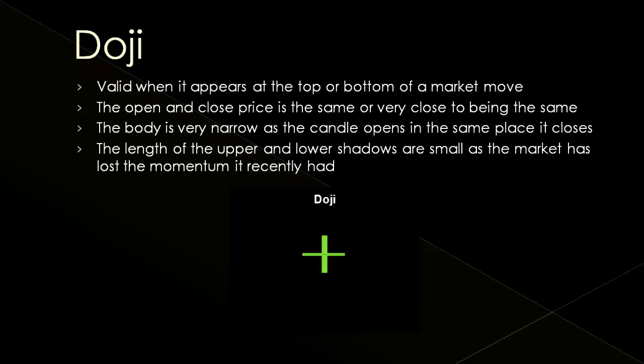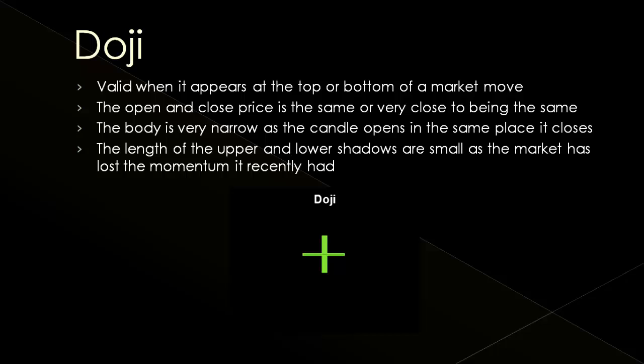Now let's take a look at one of the more popular candlestick patterns. This is called a doji. It is valid when it appears at the top or the bottom of a market move. The open and the close price is the same or very close to being the same. The body is very narrow as the candle opens in the same place it closes. The length of the upper and lower shadows are small as the market has lost the momentum it recently had.